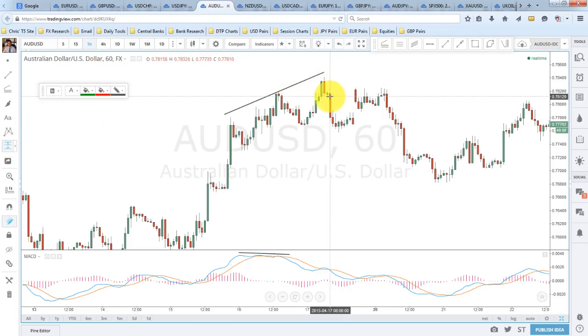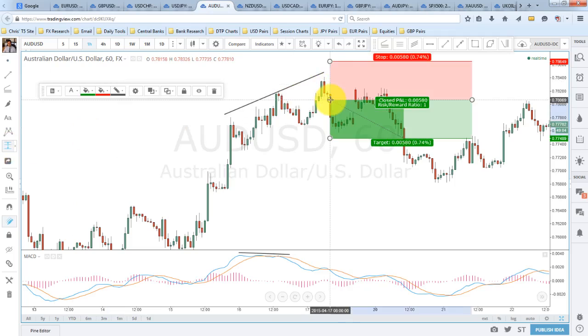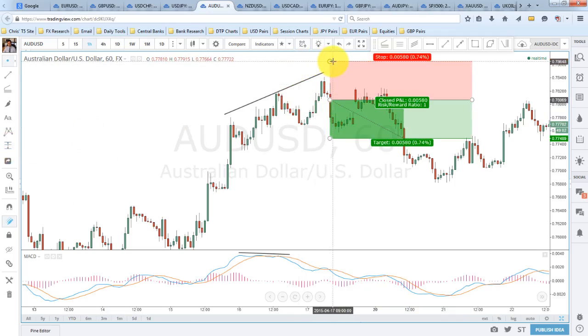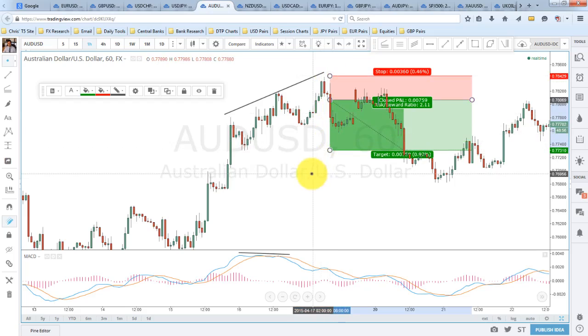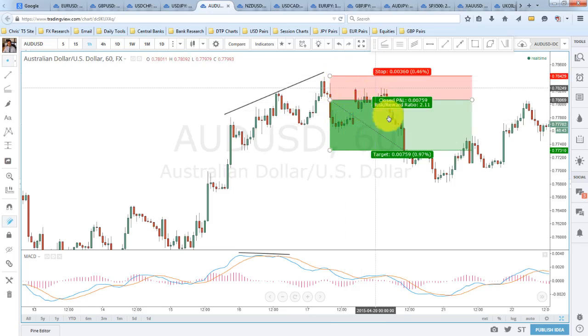So here was the low of that candle. We would have entered into the market right here. Stop loss would have been above the high. The target at this point would be all the way here, and that would have given us a 2.1 to 1 reward to risk ratio. And in this case, the trade worked out.